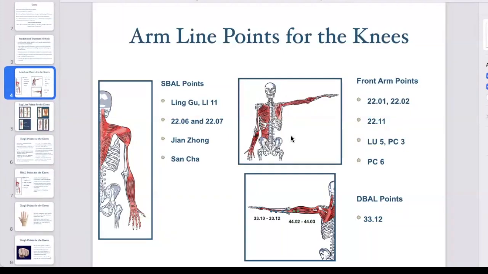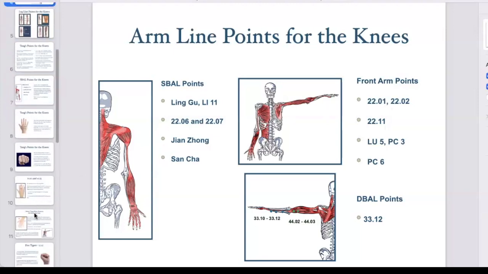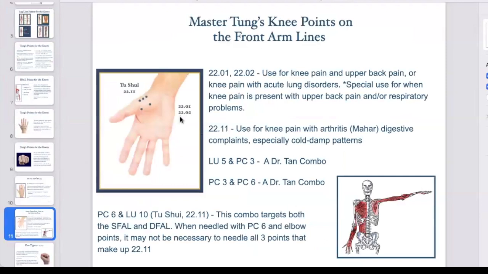On the front arm lines, we have 22.01 and 22.02, which if you're not familiar with those, we can see those right here. These are in the palm. And one of these points is opposite of Lingu, which you should all be familiar with. And then we've got 22.01 here. So we've got these 2 points in the thenar muscles.